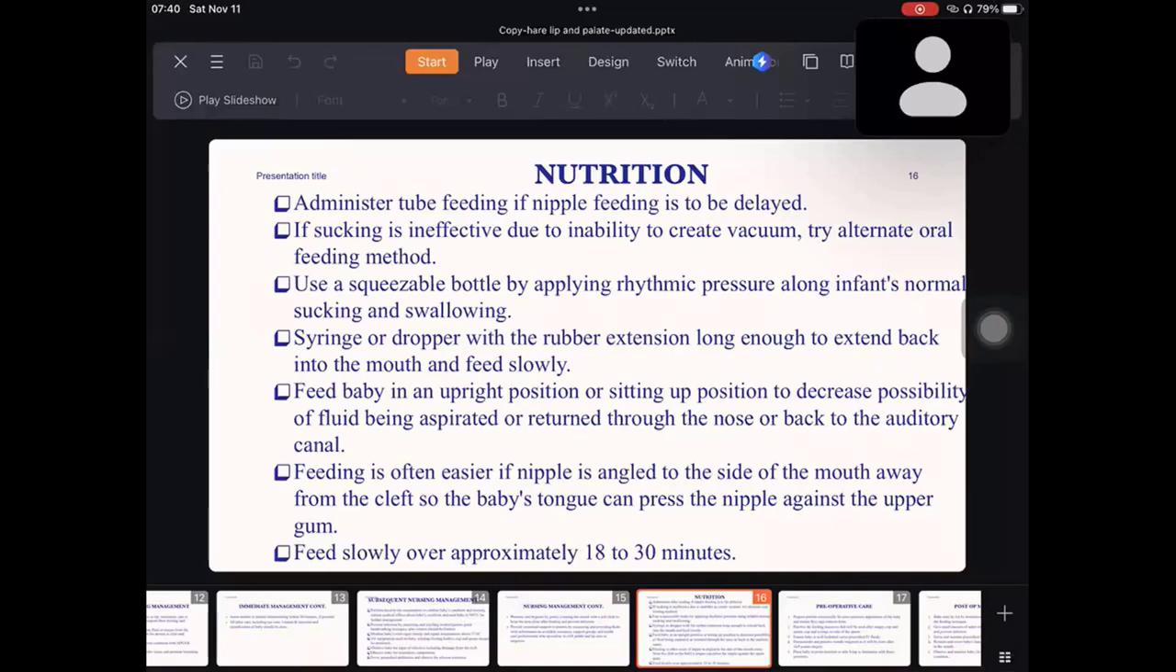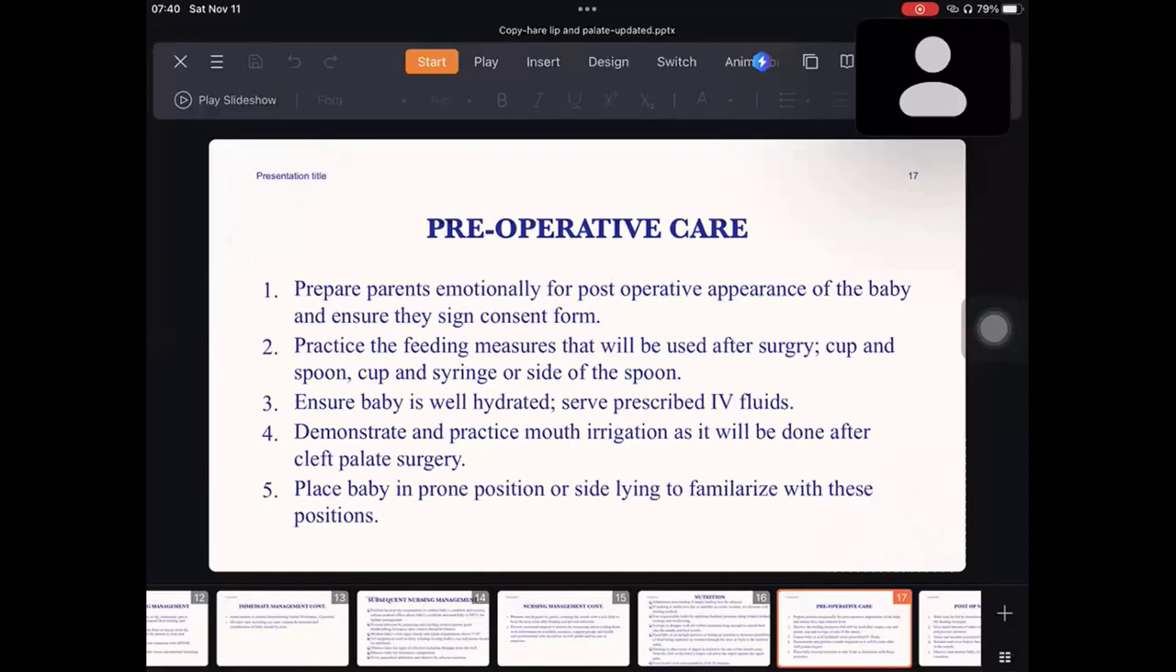So with the pre-operative care, prepare the patients, the parents, emotionally for the surgery at hand. Make sure that they sign the consent form. We practice the feeding measures that will be used after the surgery, that is the cup and spoon, the cup and the syringe, or the side of the spoon method. And then we ensure that the neonate is well hydrated, and we serve IV fluids. And then we demonstrate and practice mouth irrigation, as it will be done after the cleft palate surgery. And we place the neonate in the prone position or the side-lying position to familiarize the neonate with the positions.